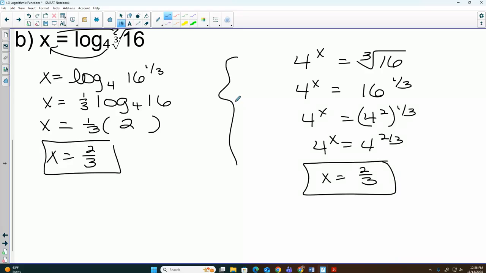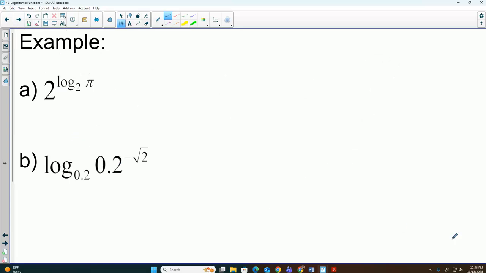Okay. Take a second and see if you can answer these two questions. So what's the first one? An exponential with base 2 and a log base 2 cancel. What's the second one? Log base 0.2 and an exponential with base 0.2 cancel. All right.